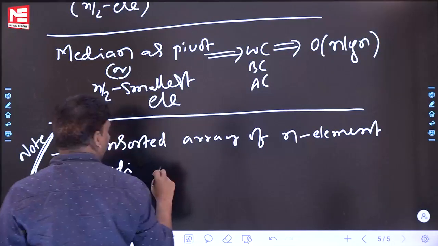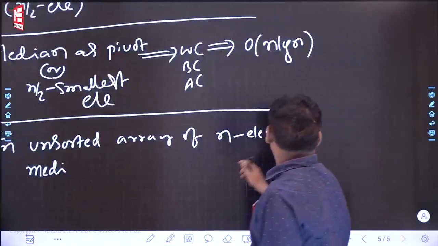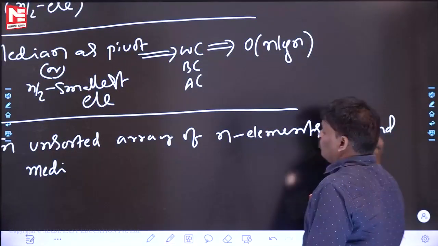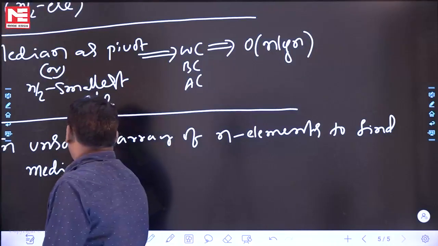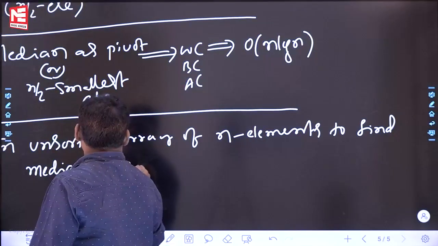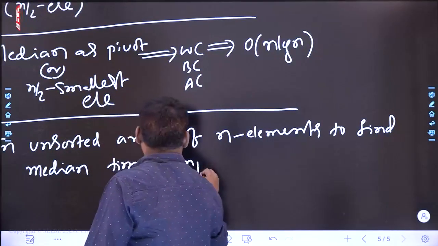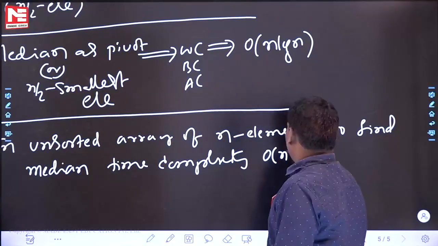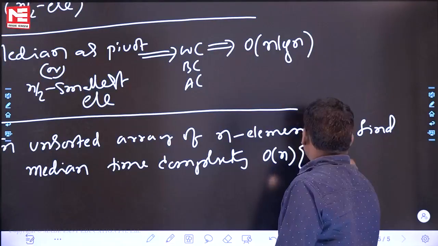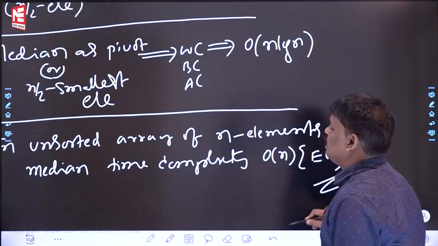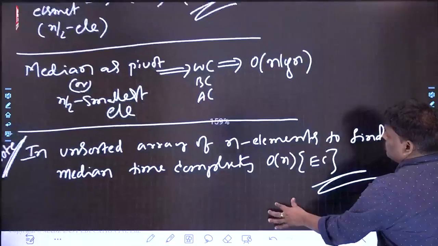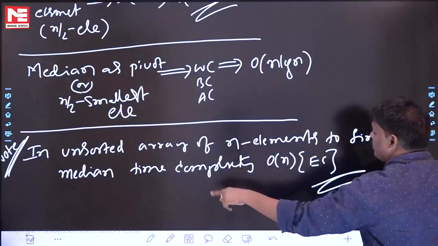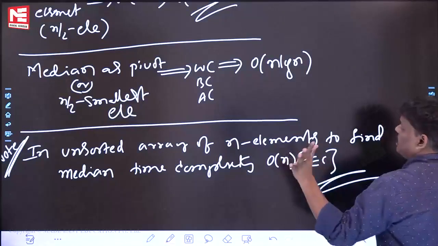In an unsorted array of n elements, to find the median, the time complexity is big O of n, right? In every case there is one best algorithm there, right? Please take care. It is a note. Remember this: in an unsorted array of n elements, to find the median, the time complexity is order of n in every case, right?